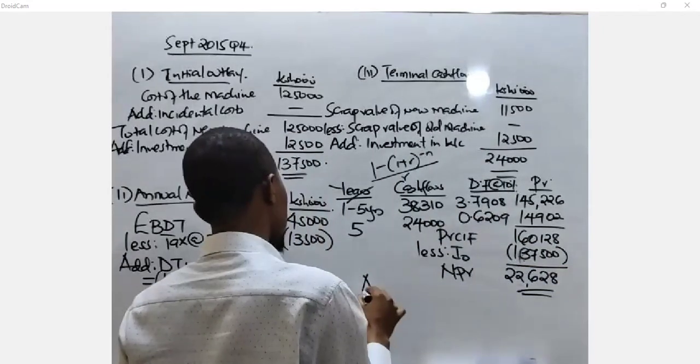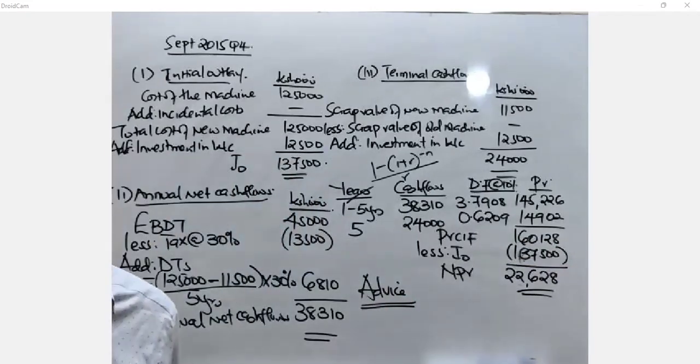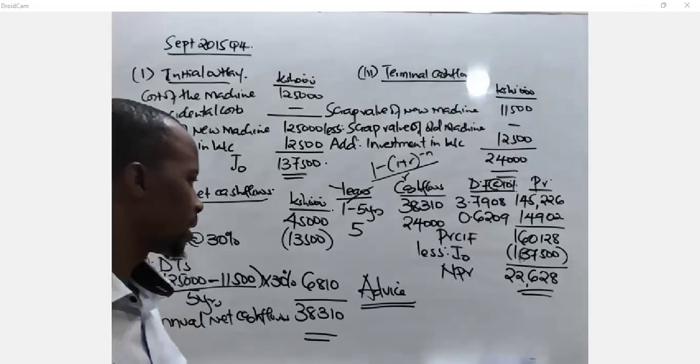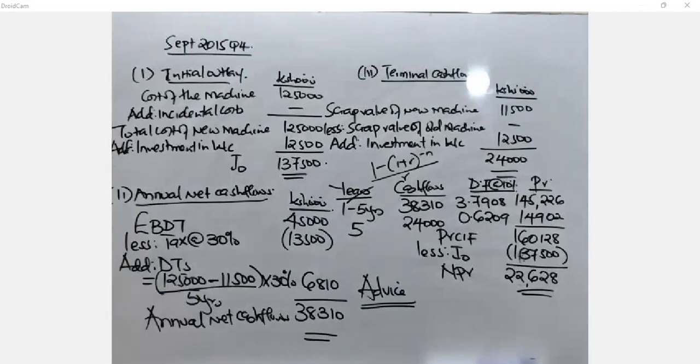So the advice which we can give out there. What was the question first? The question was asking us the project's net present value. And that is the answer for the question.